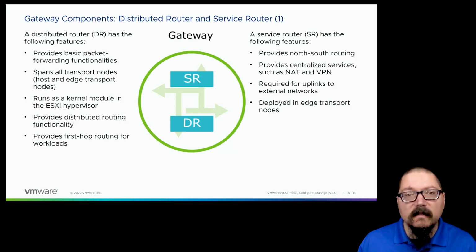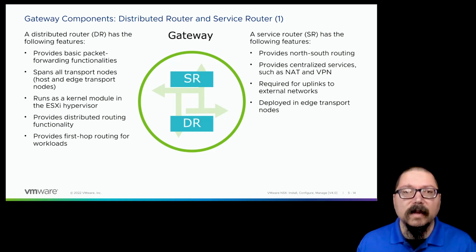Now, some of my gateways, my tier 0 gateways in particular, but perhaps many of my tier 1 gateways, are also going to have a second component to them called an SR, or a service router. And that service router is the centralized component realized on an edge transport node, and only on an edge transport node.